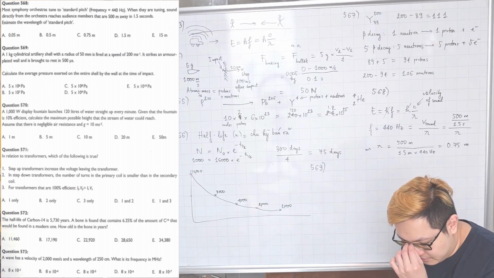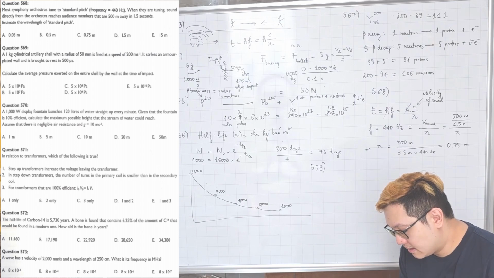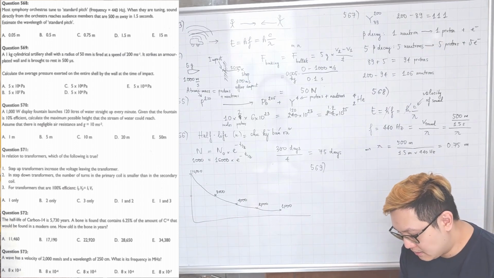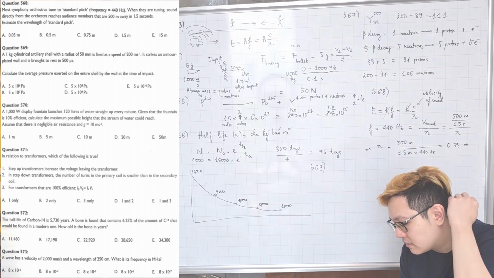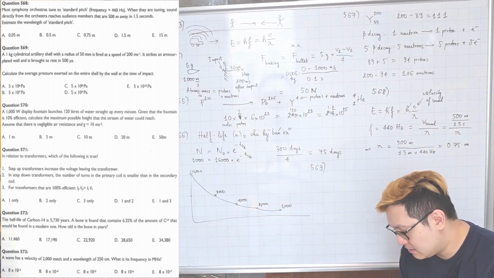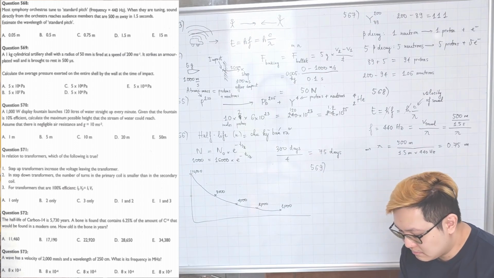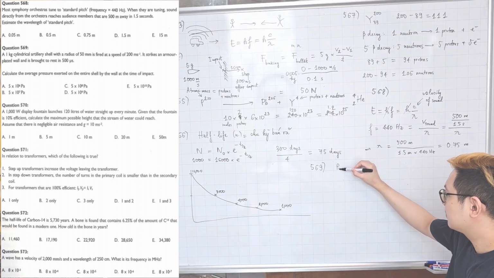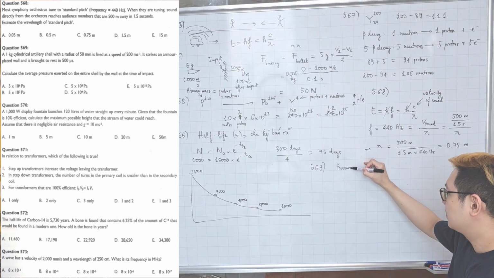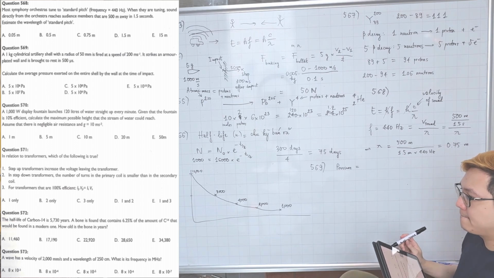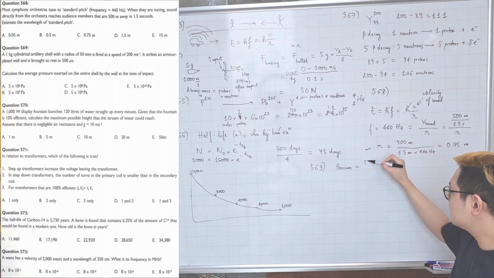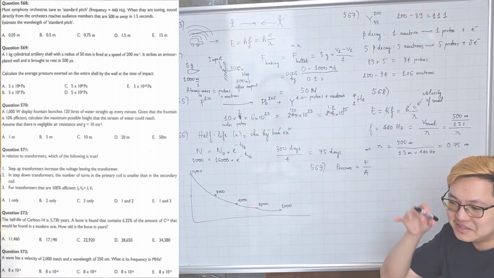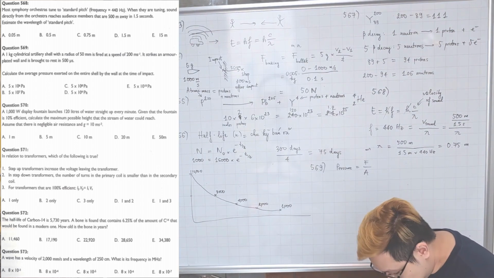You have to calculate the average pressure exerted on the entire shell by the wall at the time of impact. Mình phải tính được áp lực được áp đặt lên nguyên cả cái shell bởi cái tường ở thời điểm impact. So what is pressure? Pressure is actually force divided by area, right? Áp suất là bằng lực trên một đơn vị diện tích.